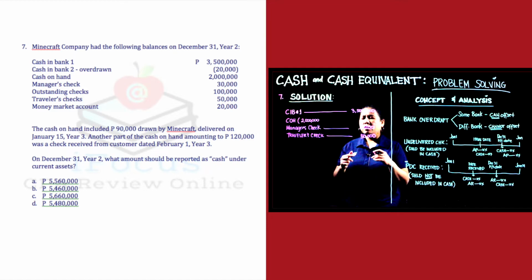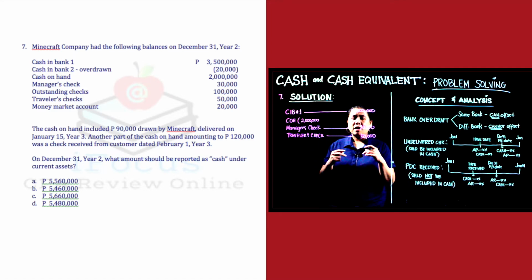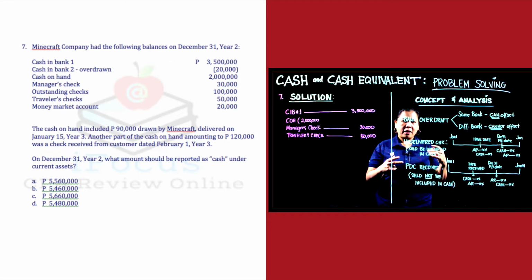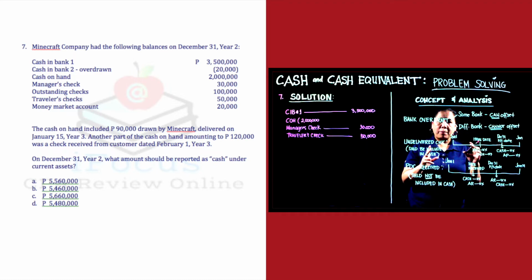Another item is the cash on hand included 90,000 drawn by Minecraft delivered on January 15 of year 3. Alright, ano ba itong 90,000 na ito? This is undelivered checks, okay? Ang nangyari is, nag-issue ng check si company pero hindi niya deliver agad sa payee. Nung issue date, the company record a debit to accounts payable and credit to cash. So, as of December 31st, on your financial statement date, nasa kanya pa rin yung check. So, may control pa rin siya sa check na yan.